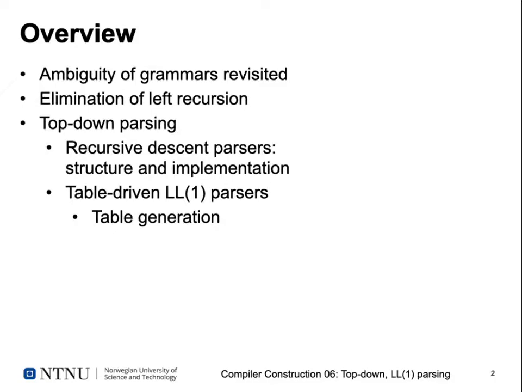So first we'll quickly revisit the problem of ambiguity of grammars, and then we'll show a method to eliminate left recursion. And finally, based on this, we'll talk about top-down parsing using first recursive descent parsers, and we'll take a look at their structure and how to implement them in C code. And then we'll take a look at table-driven LL1 parsers and how to automatically generate these tables.